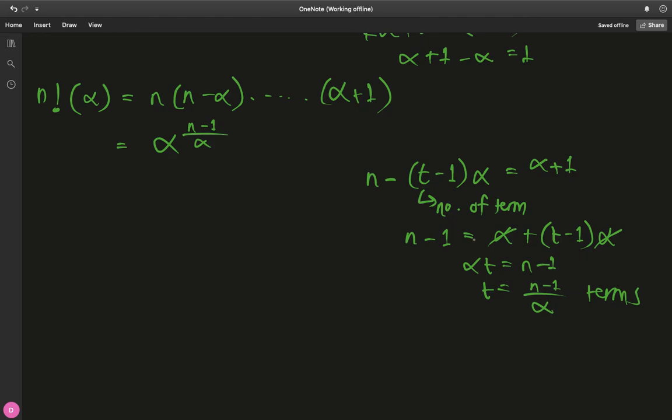So if we want to factor out an alpha from all the terms, we need to raise alpha to the n minus 1 over alpha power. And since we do that, we have to divide by alpha in all the terms, right? Because we can't just multiply it by this separate factor. We need to maintain equality that way. So this becomes n over alpha. We are dividing all the terms by alpha because we factored that out. n minus alpha over alpha, till alpha plus 1 divided by alpha.